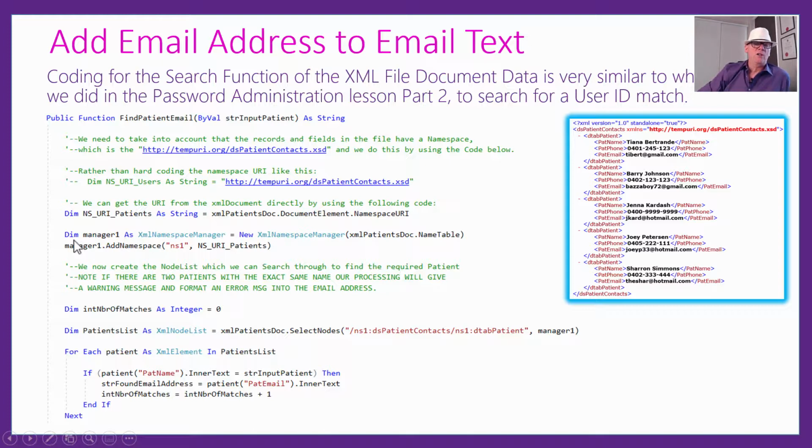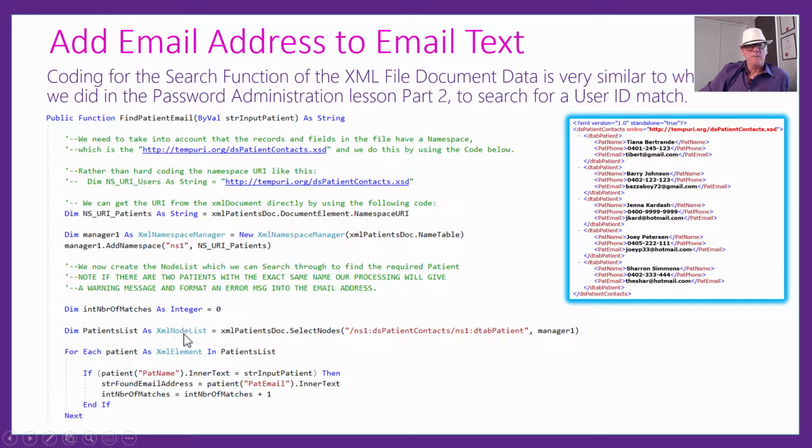And then we need a namespace manager. So we're just dimensioning manager number 1, and that's a namespace manager. And it's going to be for this XML document we've got for the patients. All right, and we need to add the namespace in, and we're just going to call it NS1, and that has to do with the namespace for the universal resource indicator of the patients, which is this red thing here. And now we can create a node list, and we can search through the node list to match up the name and then grab the email from the matched name.